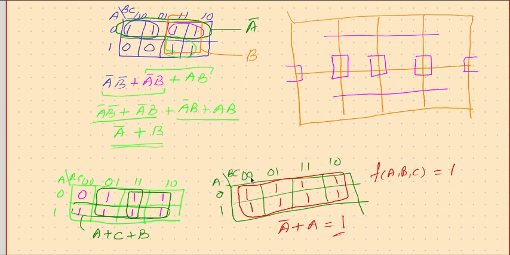So that's a 3 variable K map. Many more problems we can continue solving, but as of now, I think the conceptual part is clear. So we can get ahead into a bigger problem. That means, what if there are 4 variables?